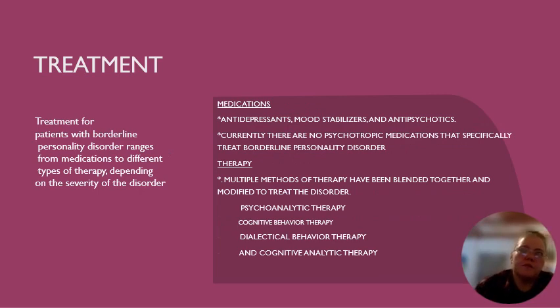And then treatments for the disorder can range from medications, different types of therapy, and it all depends on the severity of the disorder. Some of the medications used are antidepressants, mood stabilizers, and antipsychotics. And the reason being, if there are co-occurring disorders with borderline personality disorder, those medications are often used to treat the symptoms of the other disorders, which can sometimes alleviate the stress involved in borderline personality disorder.